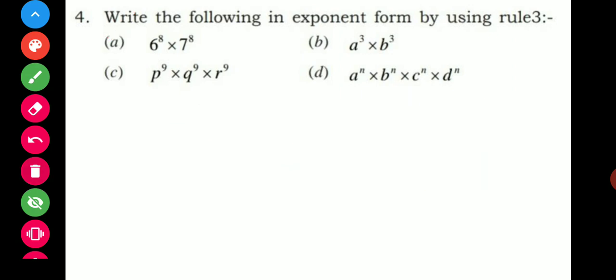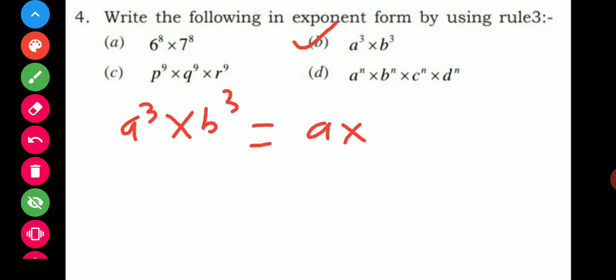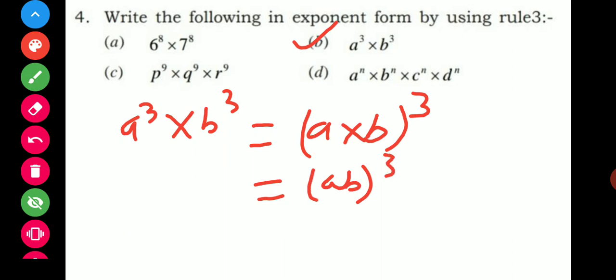Now come to the second part of this. That one is the second part. It is a cube into b cube. That means a into b whole power is 3. So you can write ab to the power 3, and that is your answer. These are very simple questions.